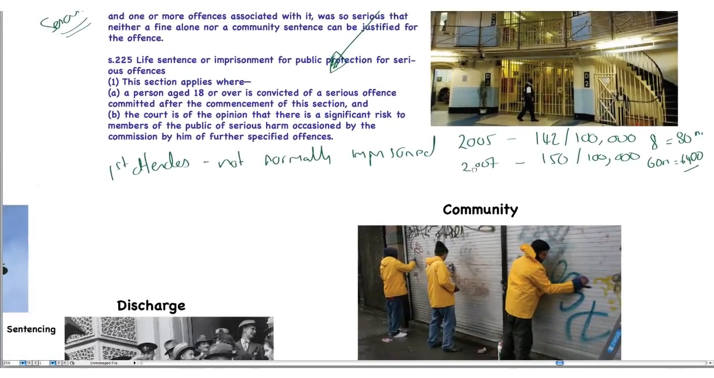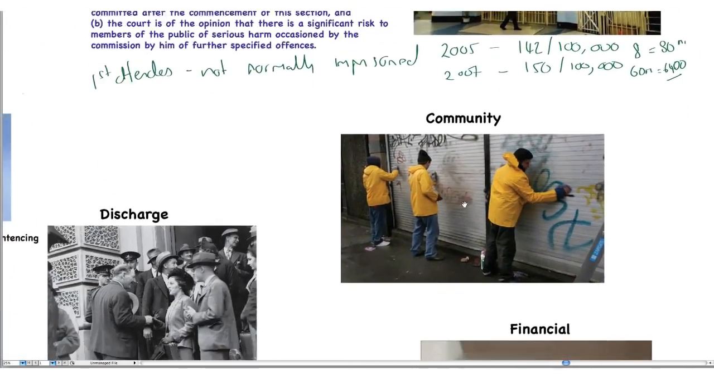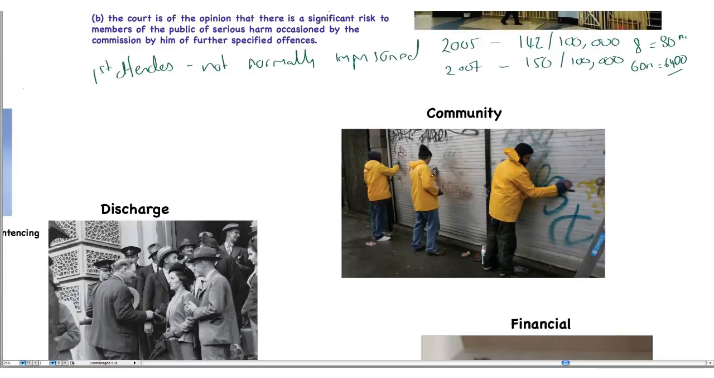So, what are the alternatives? The alternative sentences are things like community. A community sentence may be imposed if the offence is sufficiently serious and may take various forms. So it's still going to be quite serious to have a community sentence.